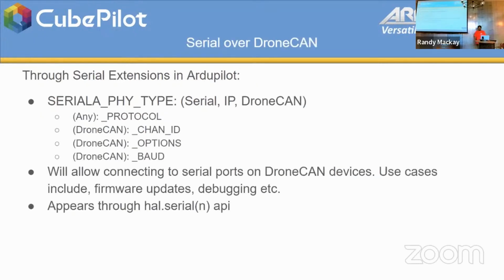We actually talked about this before in the networking talk. The serial extensions, where you can select what type of physical layer you want to communicate your serial over. And it gives you that opportunity for DroneCAN as well. So this is still work in progress, and you will have the ability to send serial packets over DroneCAN and be able to use the HAL.serial API to do so.